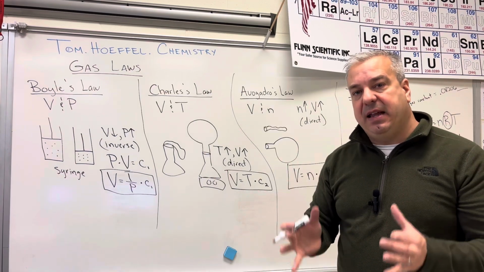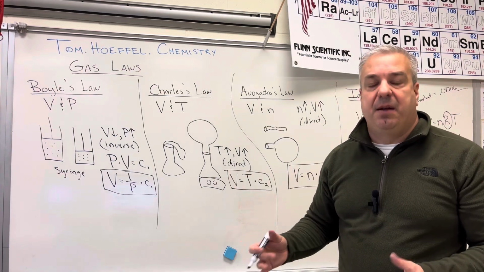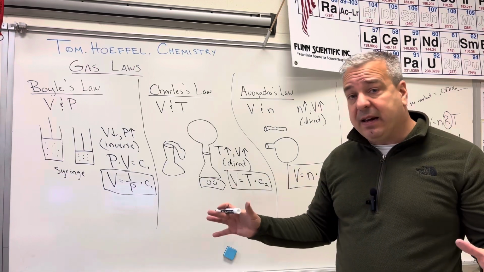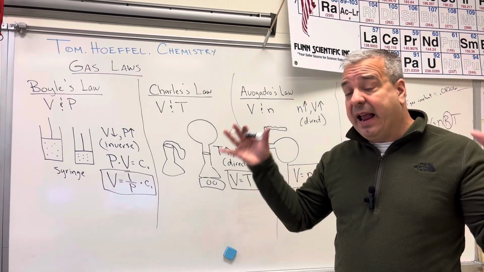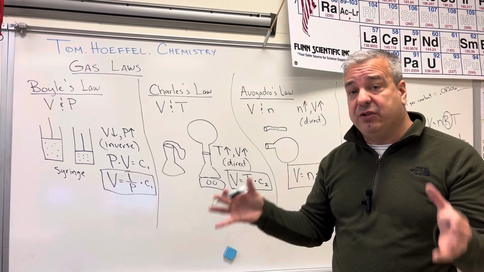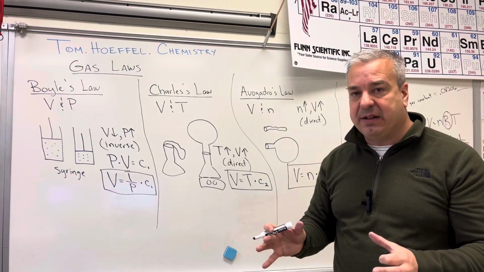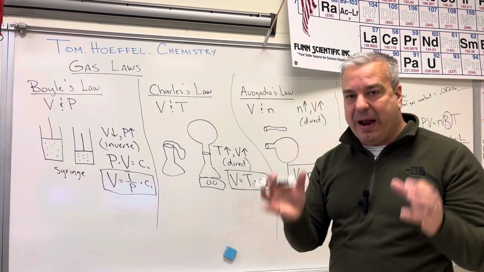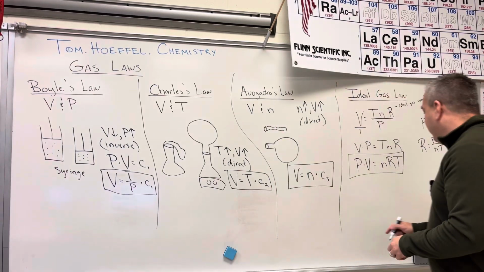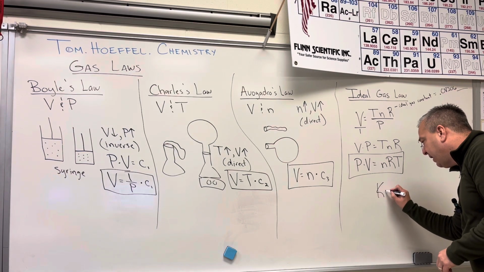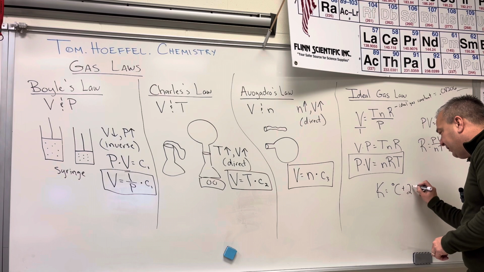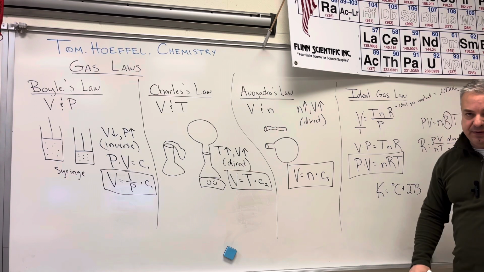Temperature has to be in the unit of Kelvin because Kelvin is an absolute temperature scale. There's no negative numbers with temperature, and that's the scale that we have to use. You cannot use degrees Celsius or Fahrenheit with the ideal gas law. You have to use Kelvin. And if you forget how to get degrees Celsius into Kelvin, all you have to do is add 273.